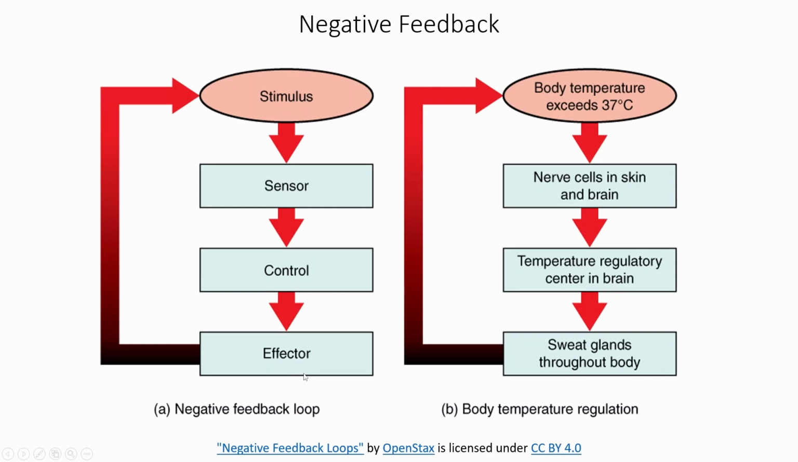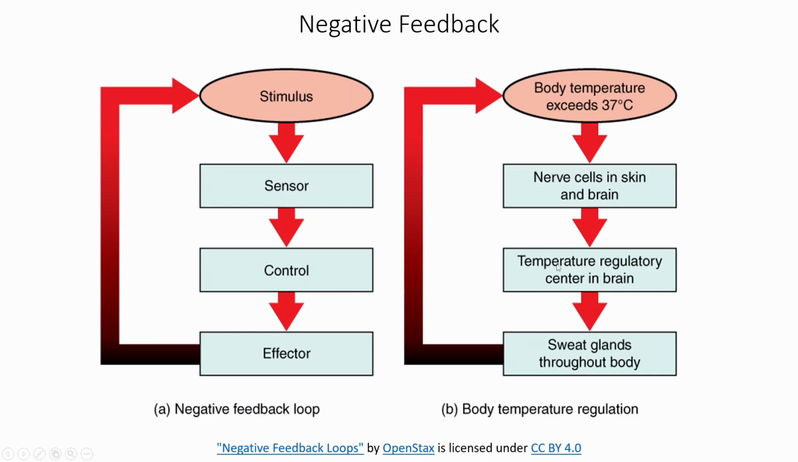So that might sound a little bit jumbled because we're talking very generally about this, but let's talk about a specific example. So we're talking about body temperature here. In this case, our stimulus is that our body temperature has gotten too high, it's too hot. So we have sensors in the skin and the brain that can detect that the body temperature has gotten too high. And so then they will send that information to the brain.